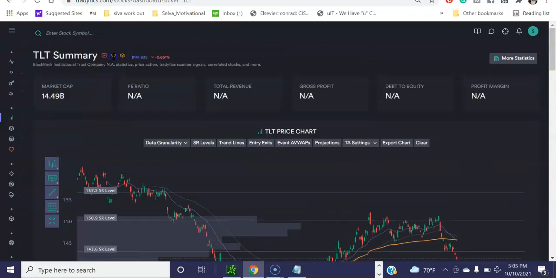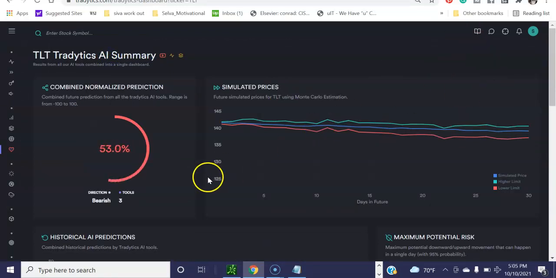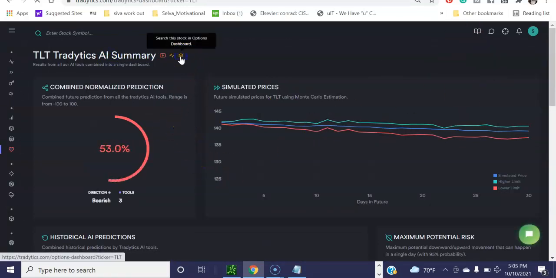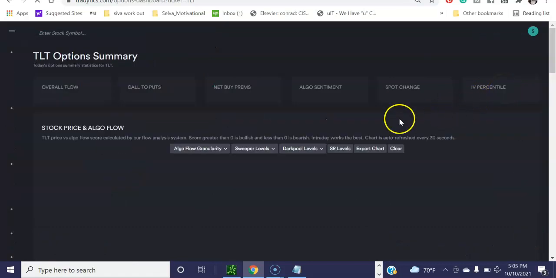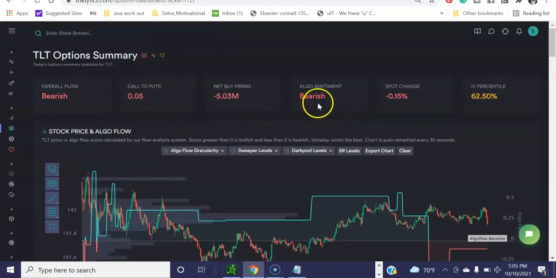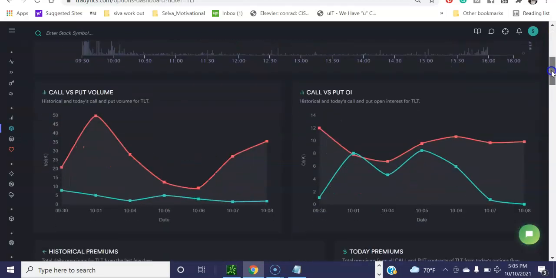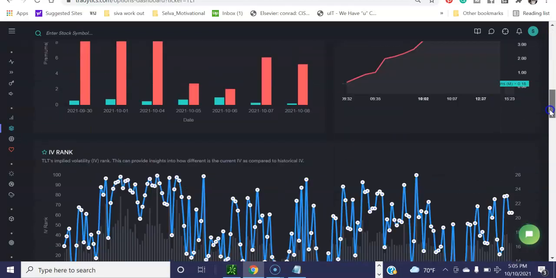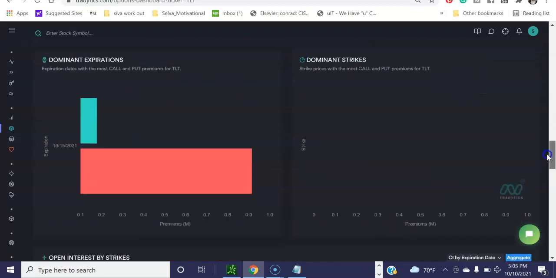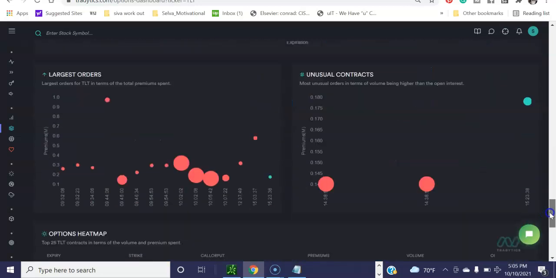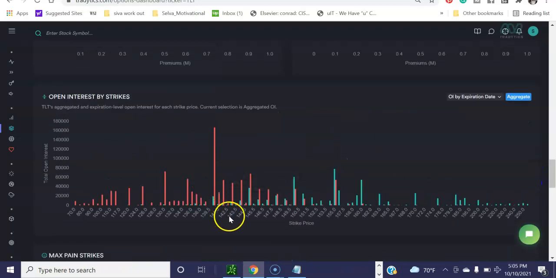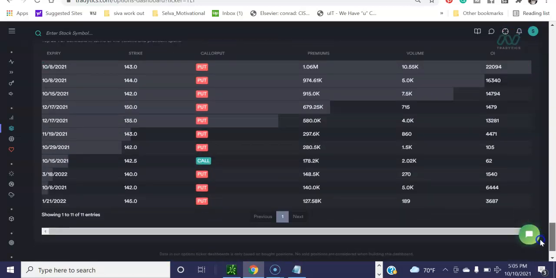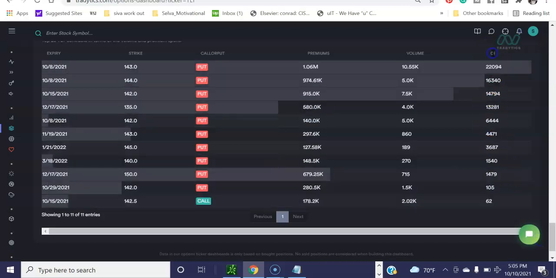Okay, now let's look at AI. Negative. Option flow is bearish. Lot of puts. Open interest is at 141, 142, this area. Very heavy at 141. Let's look at the open interest here. Here also 1.6 million is 143.